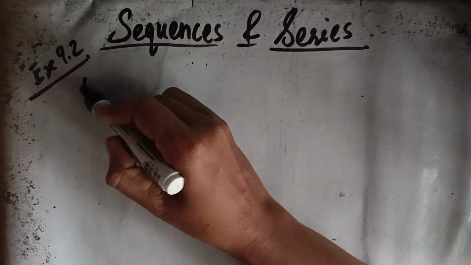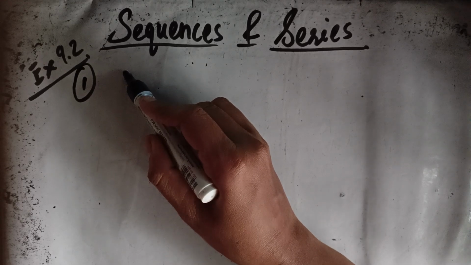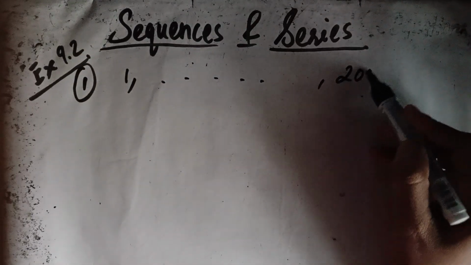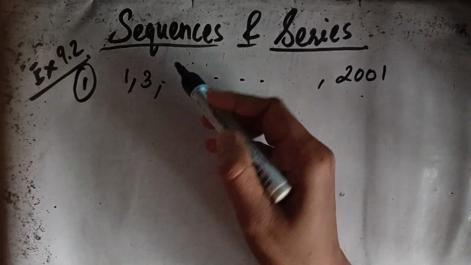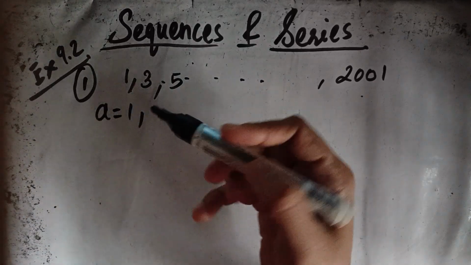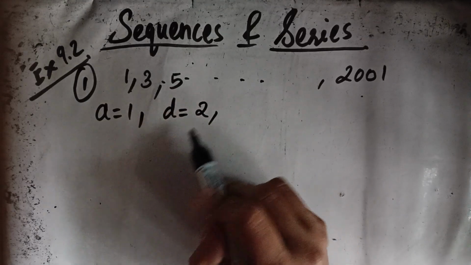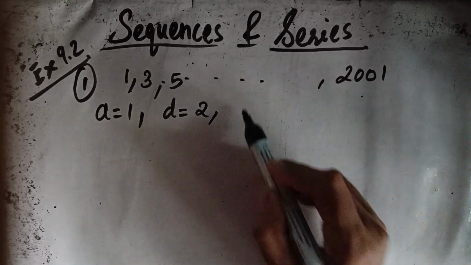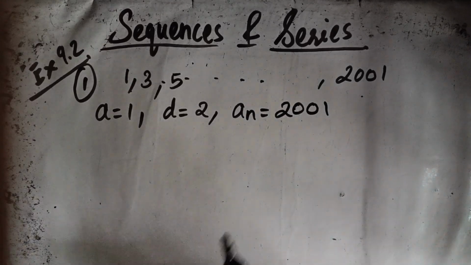Sum you have to find of odd integers from 1 till 2001. Now odd integers means this is 1, this is 3, then 5. So you know the value of A. A is 1. What about D? D is 2. So the nth term is 2001, and from this you can find N.